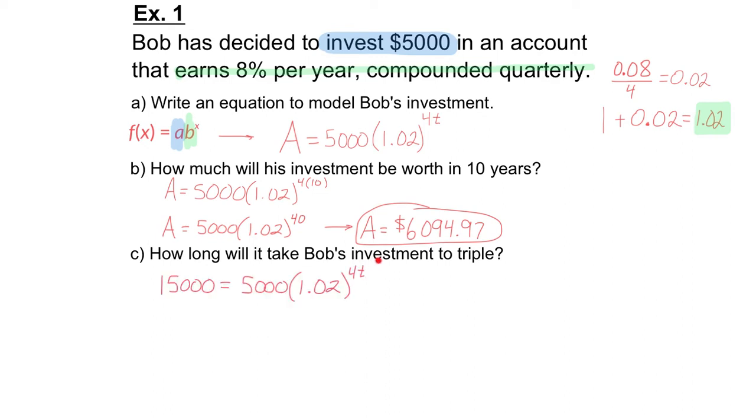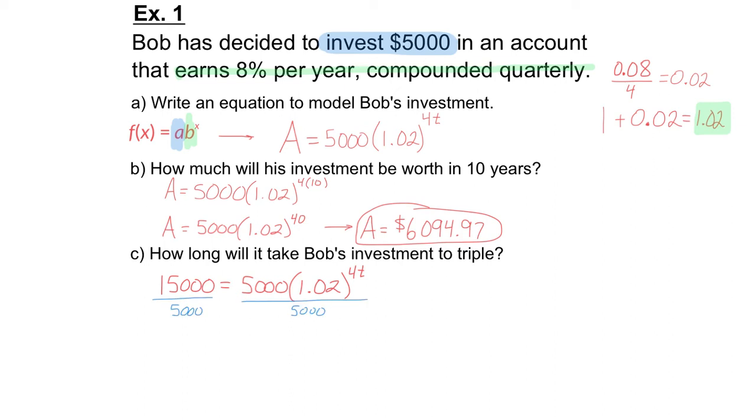Okay, so if the investment is tripling, well, it started at $5,000. Triple that would be $15,000. So I can say that my final amount is going to be $15,000 if I'm starting with $5,000. That's tripling. I don't know what t is, though. That's what I'm trying to figure out. How long will it take? So I'm going to solve for t. So I have an equation. I can do the algebra here.